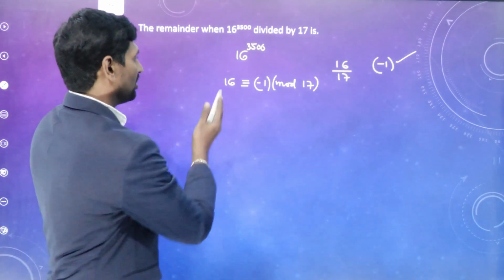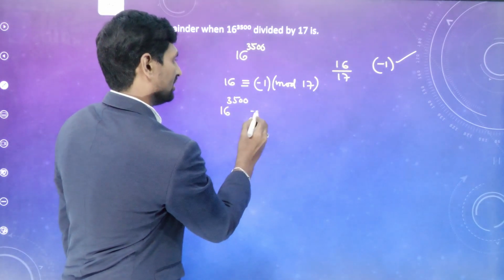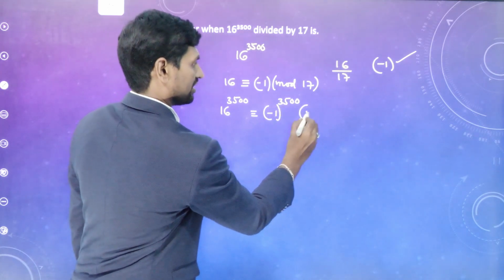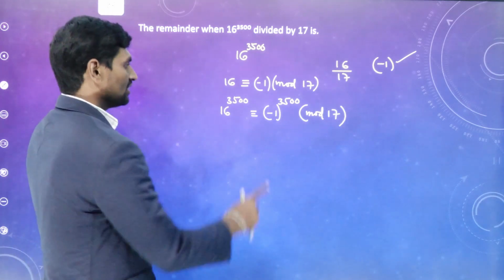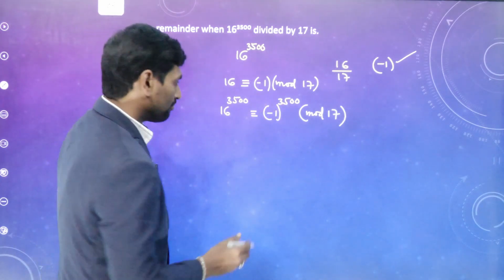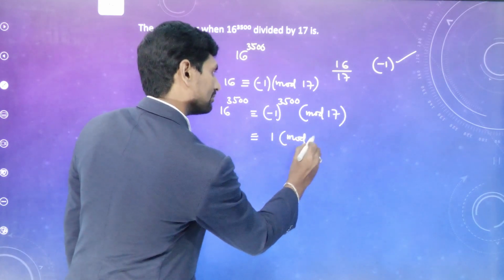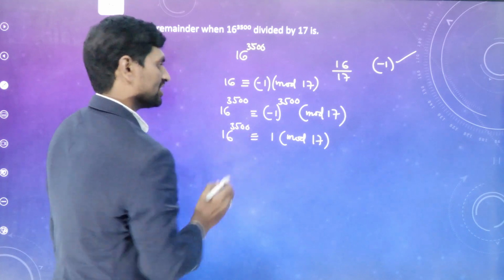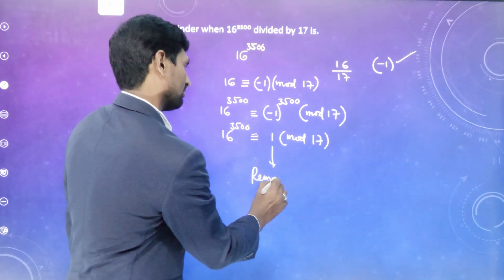So you can write 16 is congruent to negative 1 mod 17. Okay? Now extend up to powers. How many? 3500. Here also minus 1 whole to the power of 3500 mod 17. Right? 3500 is an even number, then minus 1 becomes plus 1. 16 power 3500 is congruent to 1 mod 17. Therefore, the remainder is 1. Done.